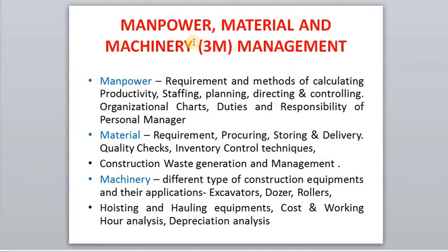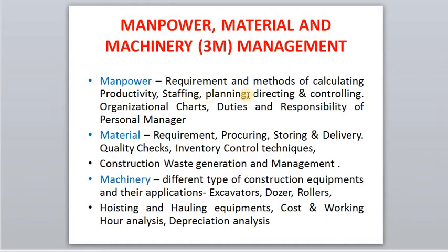Unit number 3 deals with these 3M. First, what is manpower? Manpower is the requirements and methods of calculating productivities, in order to increase productivity and make construction work faster. This management subject is required not only for construction work but also for production factories, therefore the word production is used. Staffing is the fixation of a particular person for a particular task to be given to that person. We will see it in detail.